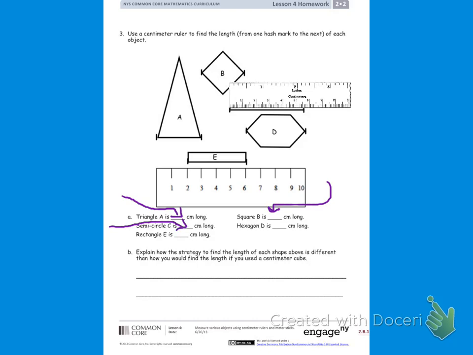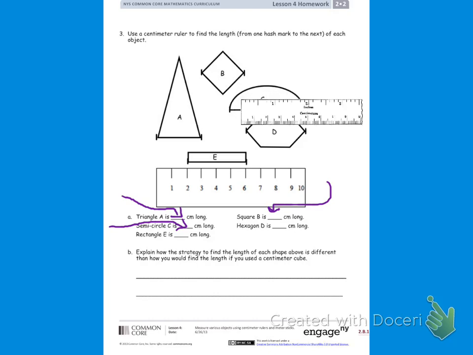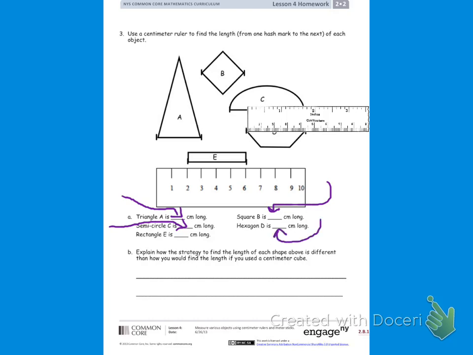Again, I will move my ruler. This time I will measure hexagon D. And just in case you're interested, a hexagon is a shape with 6 sides and 6 vertices. Vertices are the corners. Once I measure my lines from hash mark to hash mark and figure out how many centimeters long hexagon D is, I'll record my answer right there.